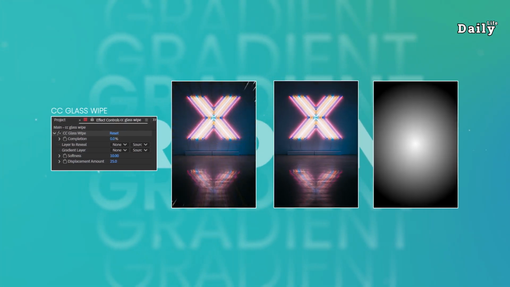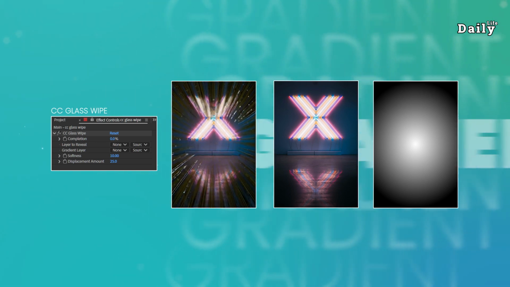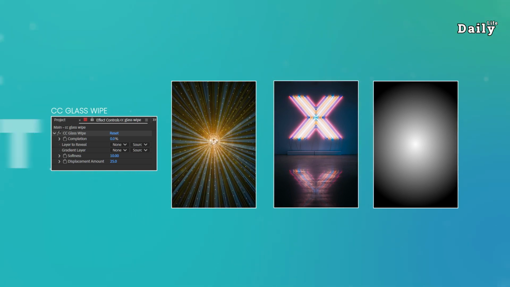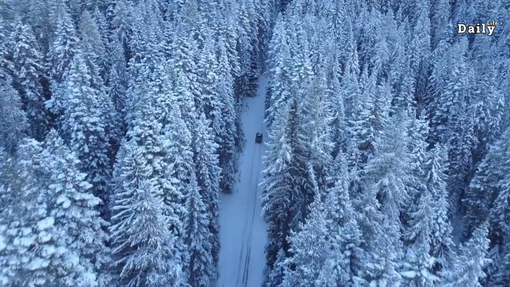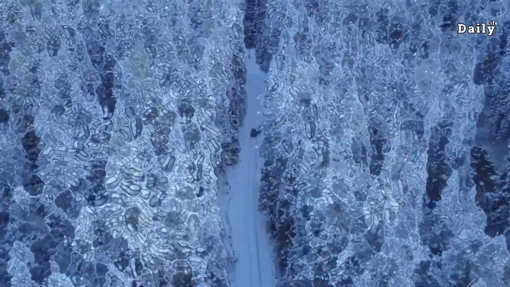3. Gradient Layer allows you to use a grayscale gradient layer to influence the wipe pattern. Lighter areas reveal the underlying layer first, while darker areas reveal it later. 4. Softness adjusts the softness of the edges of the wipe. Higher values create a smoother, more gradual transition. 5. Displacement Amount controls the intensity of the distortion effect, giving the wipe a more pronounced glass-like texture. These parameters allow you to customize the CC Glass Wipe effect, creating a transition that simulates a glass-like distortion between layers or even an individual layer.